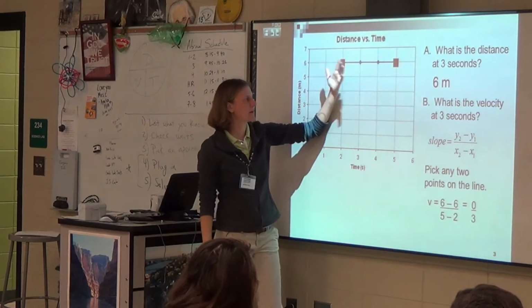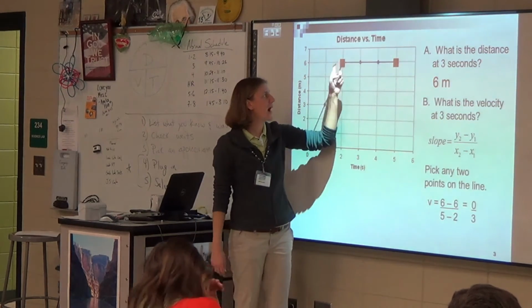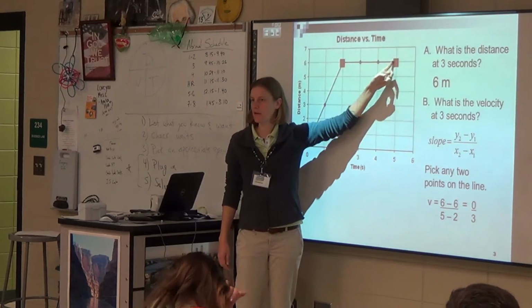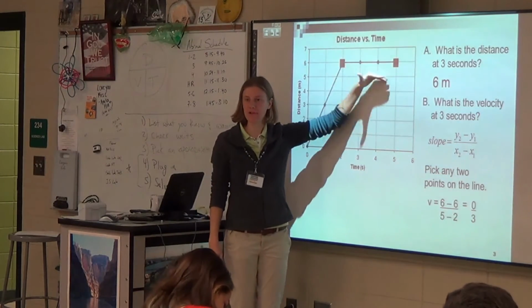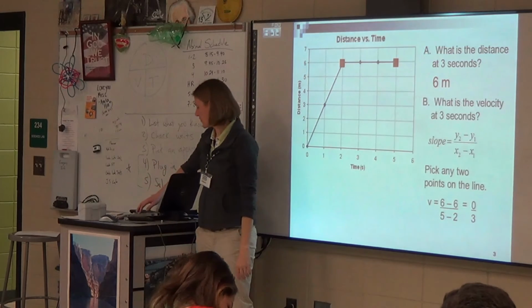But, you know, think about rise over run. What is your rise from this point to this point? 0. So look out for horizontal lines. Flat lines, automatic.